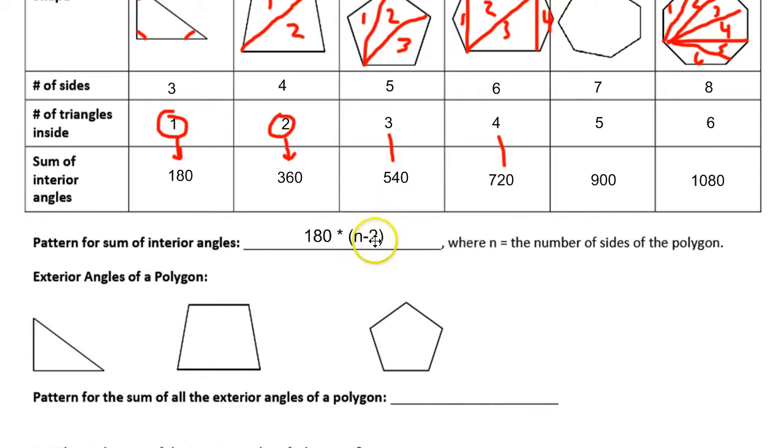Remember to do that in parentheses first, because otherwise you're going to get a different answer. So take your number of sides, take away the 2, that'll give you how many triangles, multiply it by the number of degrees inside of a triangle.